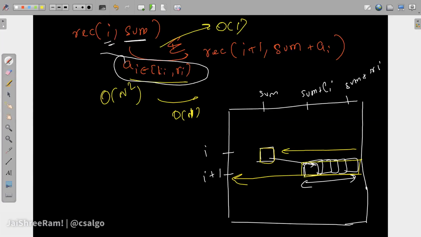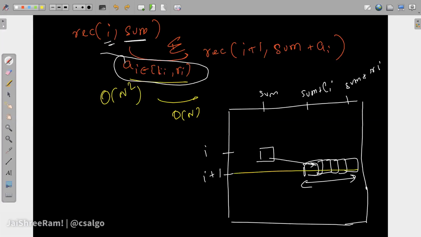Repeating what I said: when you are calculating this kind of recurrence, where a particular state depends on continuous values of some previous row, or depends on, let's say, the minimum or maximum or sum of some continuous values in the previous row, you can calculate that value very fast by doing some pre-computation on the previous row. You can create a prefix sum on the previous row.